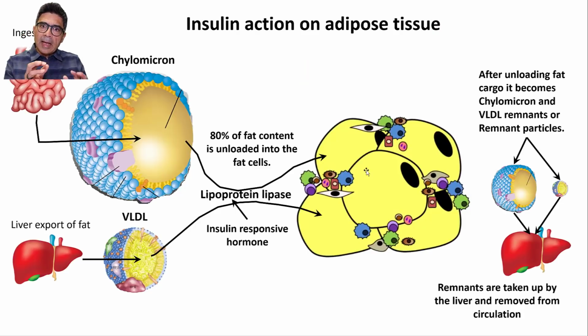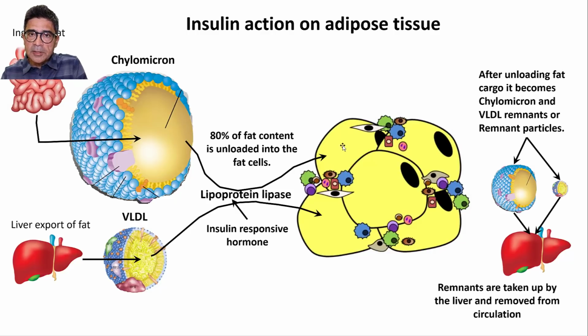Now let us see how insulin is involved in the metabolism of the adipose tissue or fat tissue. So here is a person who's ingesting fat. It gets processed in the small intestines. It gets packed into a chylomicron molecule. The chylomicron is nothing but a fat-filled globule. It's a kind of cholesterol molecule that is filled with fat. It circulates in the bloodstream. In other words, it's dumped into the bloodstream directly from our intestine.